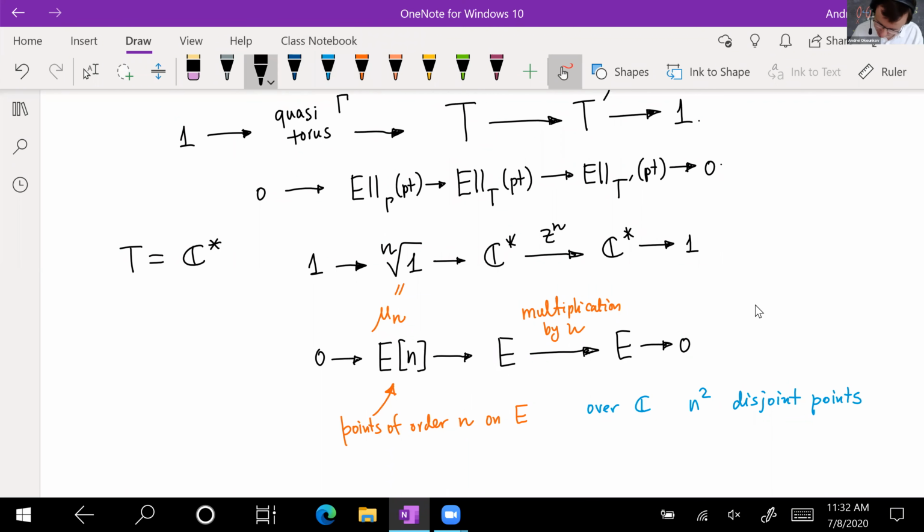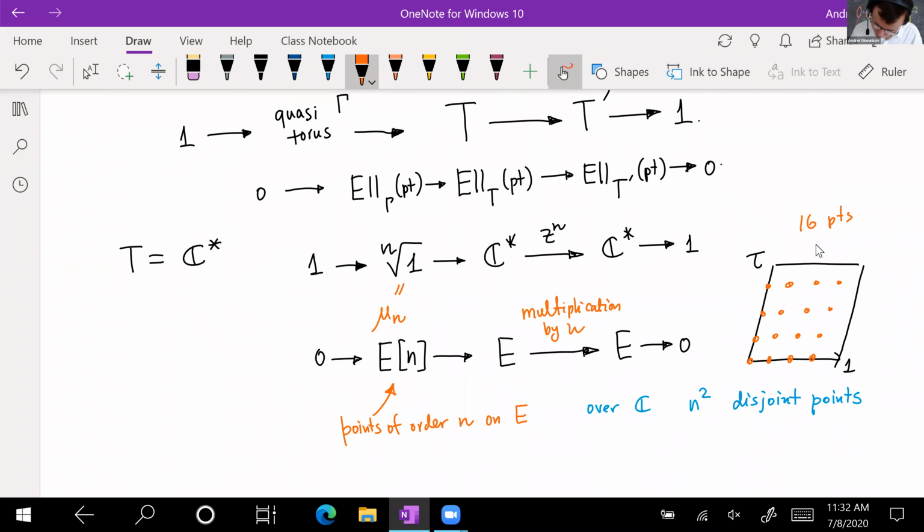What would that look like? So I have my fundamental parallelogram, with sides 1 and tau, and then points of order n. Let me try to draw points of order 4. So that would be something like that. Right, so this is 16 points of order 4.